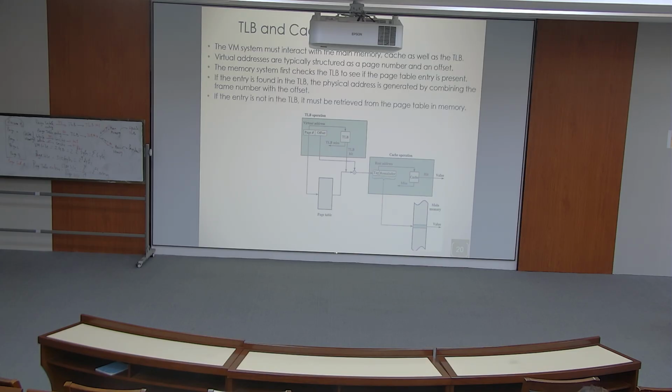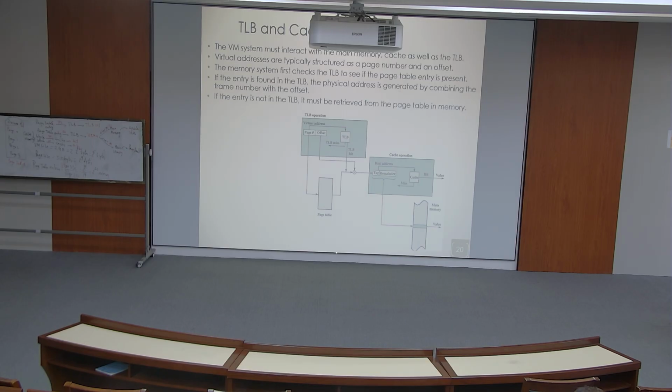Virtual addresses are typically structured as a page number and the offset. In the memory system, we first check the TLB to see if the page table entry is present there. If it is present there, it is a TLB hit. Then the physical address needs to be generated by combining the frame number with the offset.